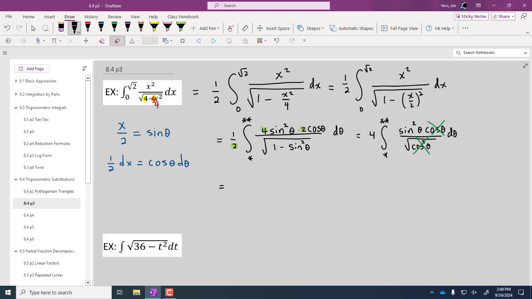So this gives us 4 times the integral, with placeholder limits, of sine squared of theta d theta. And how do we integrate sine squared? Power reduce. So a 2 is going to come to the front in the denominator. I won't simplify it yet, just so that it's a reminder. So we have that.